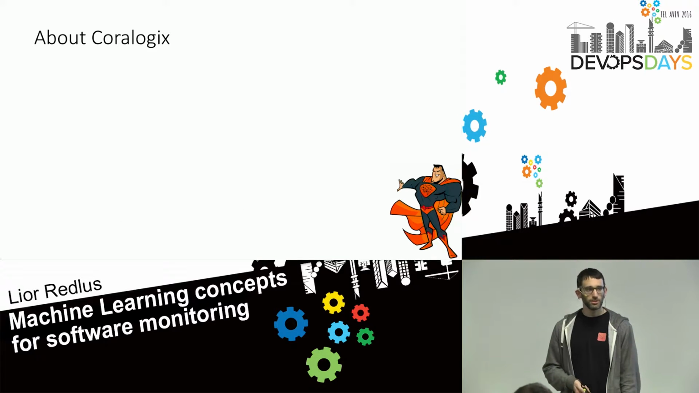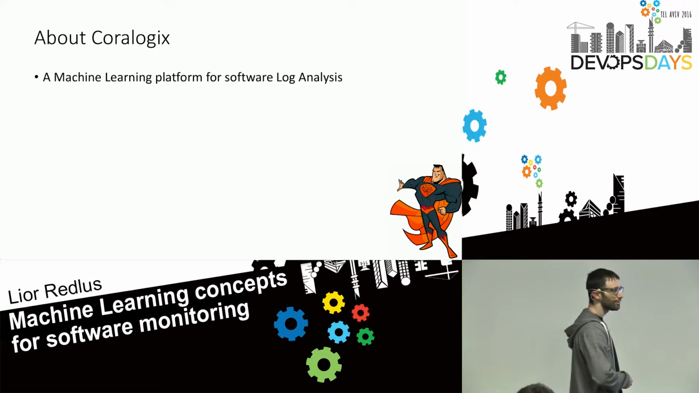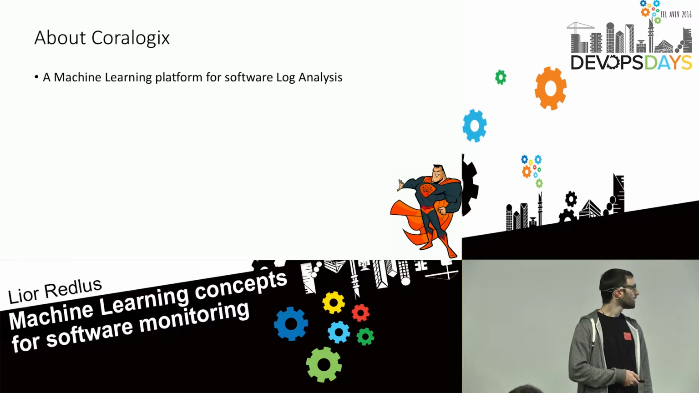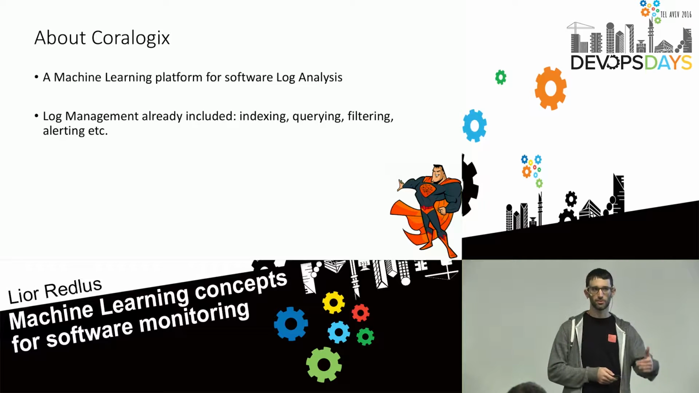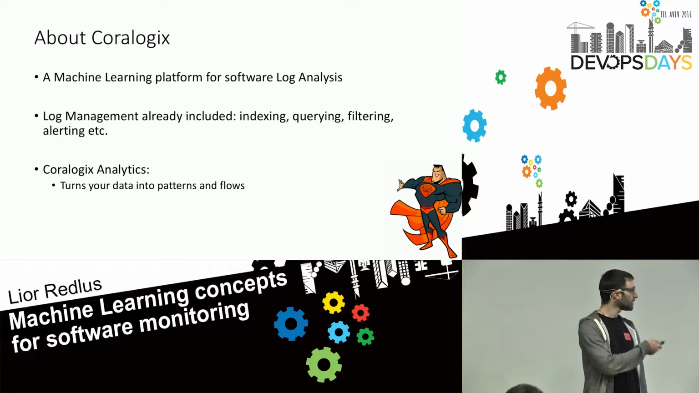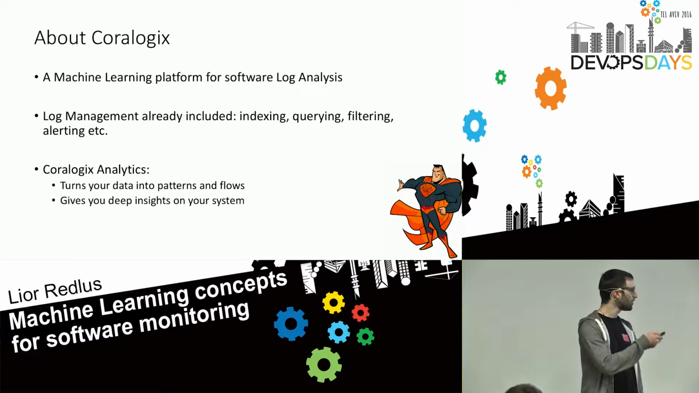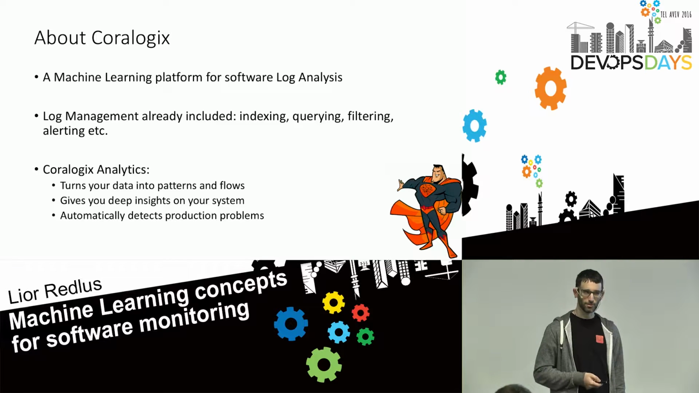So what do we do at Coralogix? Coralogix is a machine learning platform that analyzes your log records. Of course, log management is already included. We have the indexing, the querying, the filtering, alerting that you are used to in your current tools. But on top of that, we have an analytics platform that turns your data into patterns and flows. And then we can give you deep insights on your system and, of course, automatically alert you about production problems.